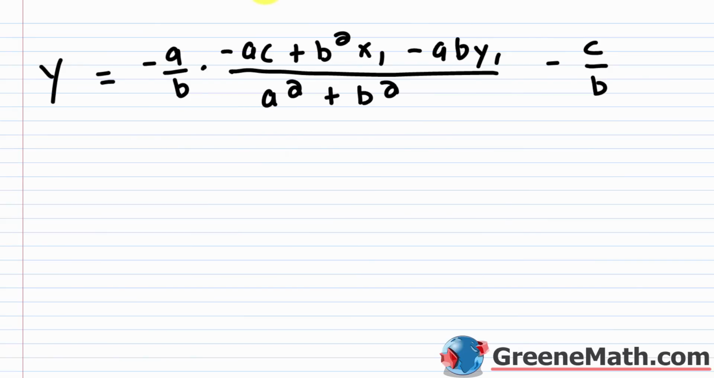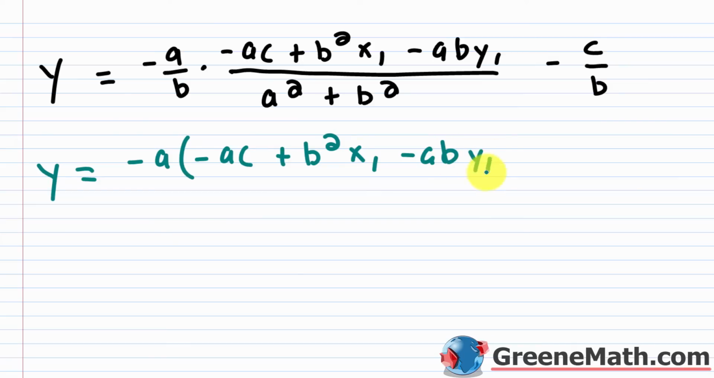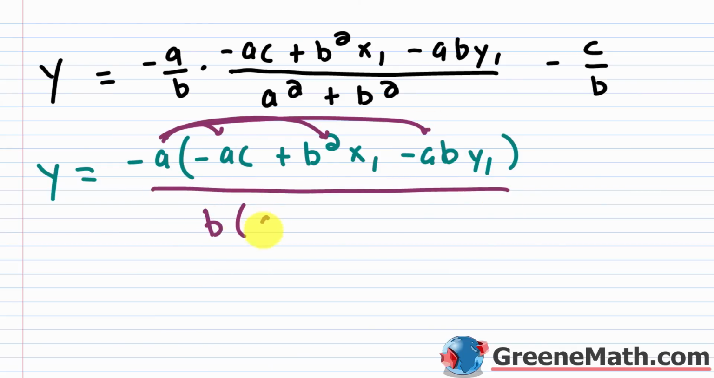And all we're going to do here is just simplify. We already have y equals something. So we just want to make this as simple as we can. So this right here, I'm going to multiply negative a by each term here. So let me actually show this. So y is equal to, basically I'm going to say this is negative a times negative ac plus b squared x sub 1 minus a b y sub 1. So this guy is going to get distributed to each guy inside the parentheses. And then down here, you would have b times the quantity a squared plus b squared. I'm not going to distribute this because you're going to have to factor it back out if you do. So just leave the denominator alone here.